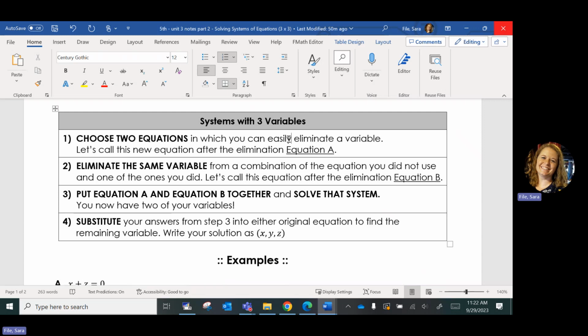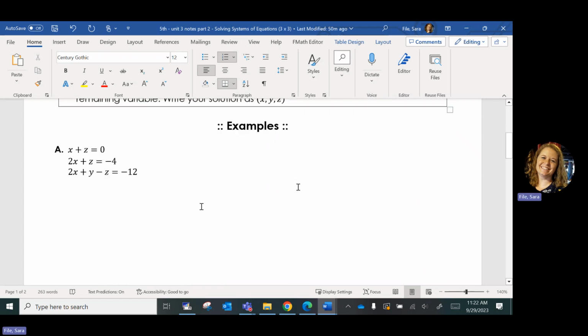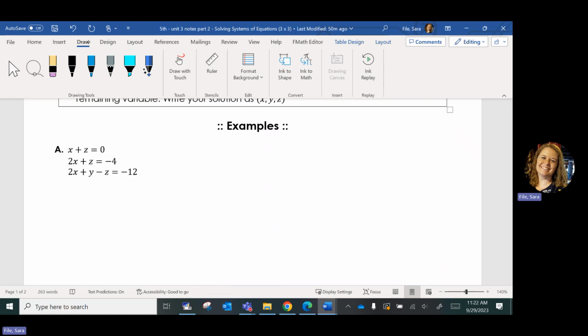Okay, and when you do that combination, when you pick two of the equations and eliminate one of the variables, that new equation that you're left with, we're going to call equation A. Okay, so let's do step one. So looking at my equations in example A here, these two of them only have two variables, right? The first two equations only have X and Z. So in my opinion, I think those would be the easiest two to start with because the Y is already eliminated, right?